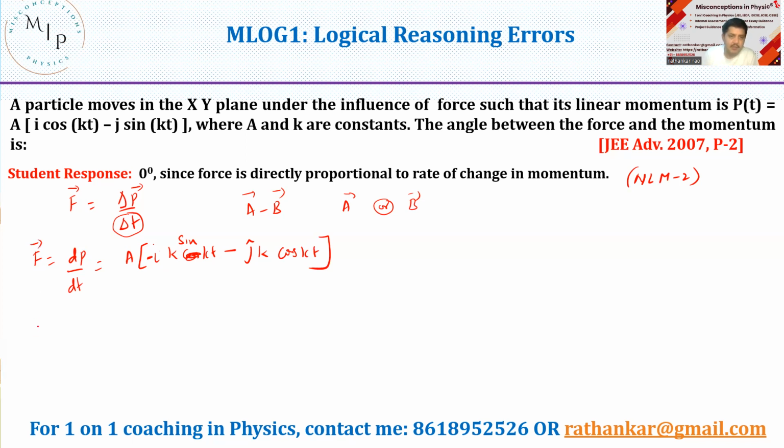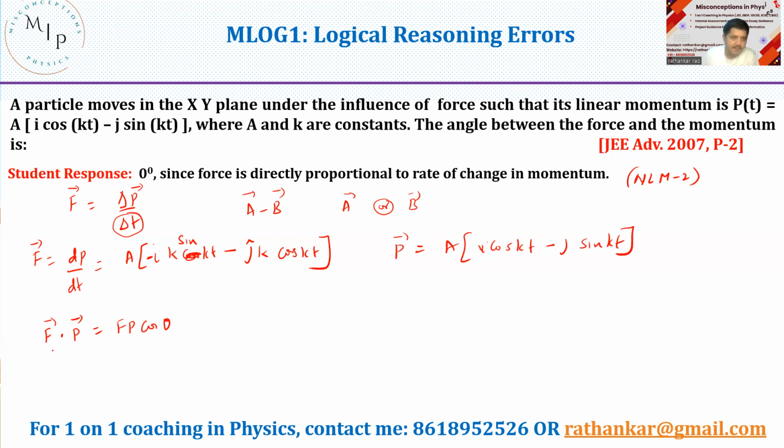Now what is the next thing we need to do? We need to find the angle between the force and the momentum. The momentum vector is here, the force vector is here. The angle between the force and momentum is related by F dot P, which is Fp cos theta, where theta is the angle between F and P. Now let us look at F dot P. Let me write down P also. Vector P is equal to A into I cos kt minus J sin kt.